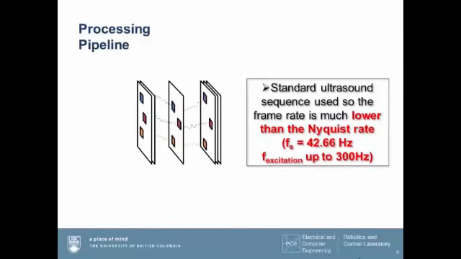So just to note, when we do the tracking, the multi-frequency excitation that we use is on the order of 100 to 300 hertz. Well, not even limited to 300, but it's much higher than the sampling rate that we get off the BK machine, which is around 42 hertz. So we are well below the Nyquist rate.